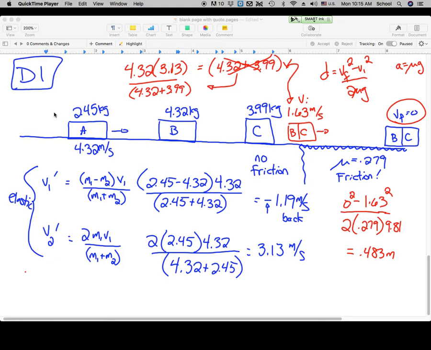A is the only one moving initially. B and C are just sitting on a frictionless surface. So A comes along and hits B, and they're going to collide elastically. Since they're colliding elastically, we're going to use the elastic formulas that are given to us.